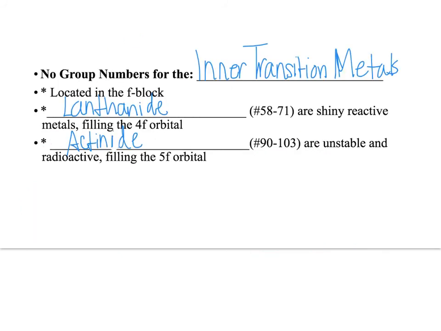All right, here we have the inner transition metals, which are located in the f block, which is the 2 lines at the very bottom. And the 2 parts of the inner transition metals are the lanthanides, which are 58 through 71, and they are shiny and reactive. And of course, they're filling the 4f orbital. And then the last one on there is called the actinide series, which is 90 through 103, and they are very unstable. They are radioactive, and of course, they are filling the 5f orbital. Remember from nuclear chemistry, anything above 92, which is uranium, is not naturally occurring. It's usually man-made or synthetic.